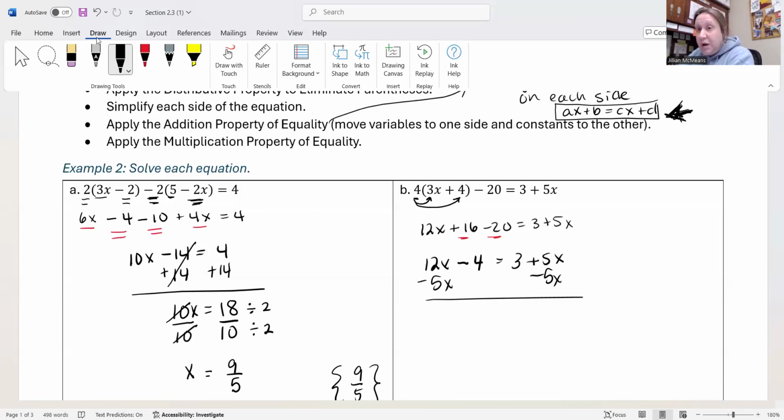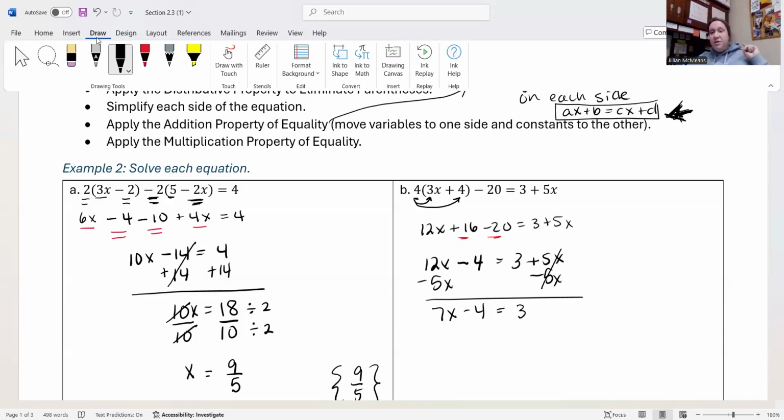Well, on the left, 12x minus 5x is 7x. Don't forget your minus 4. Don't forget your equals. And then on the right, we're left with just 3 because 5x minus 5x is 0. 3 plus 0 is just 3. So we say those 5x's cancel. Remember, they don't just disappear. They cancel to become 0.